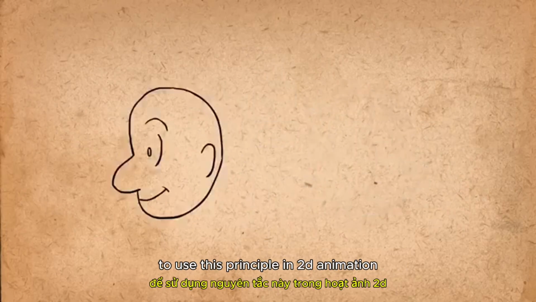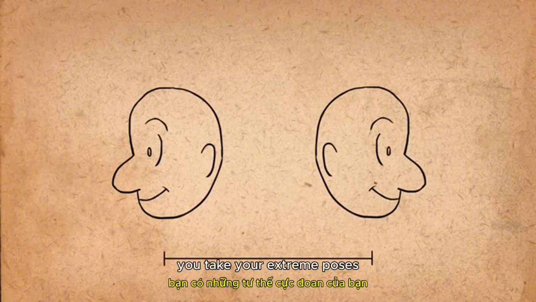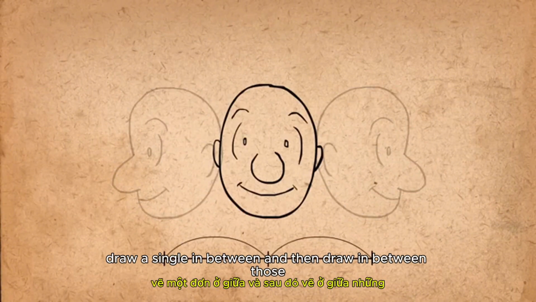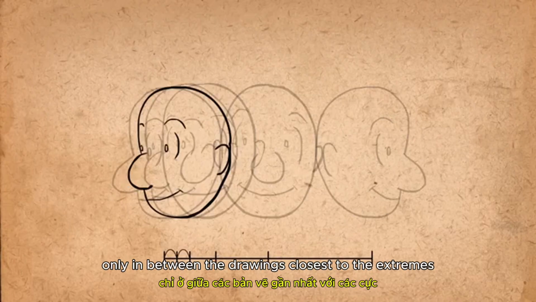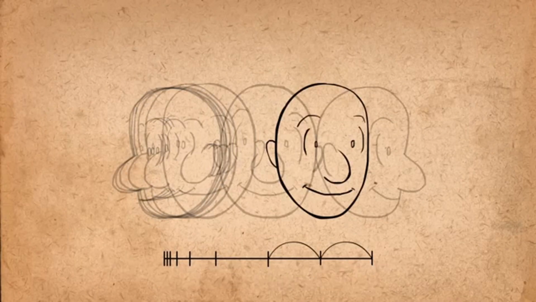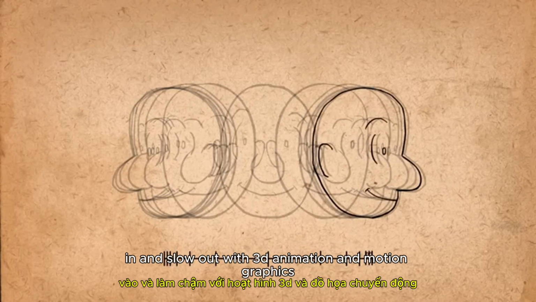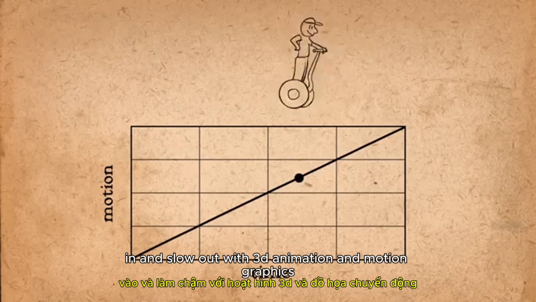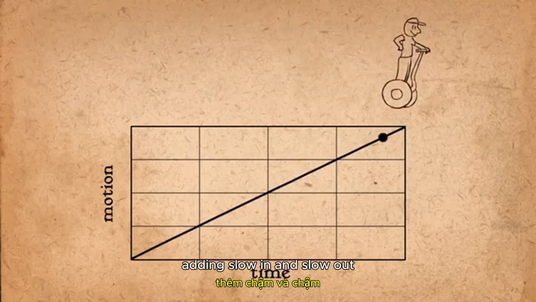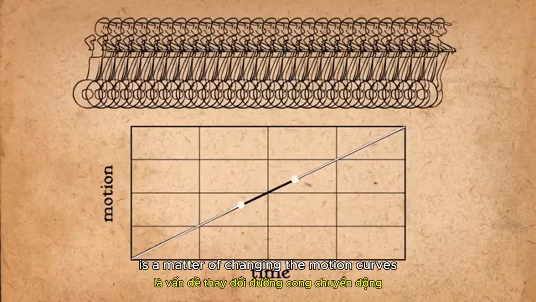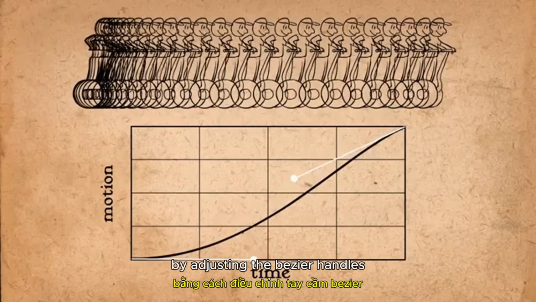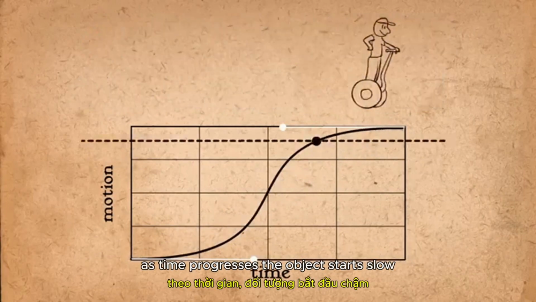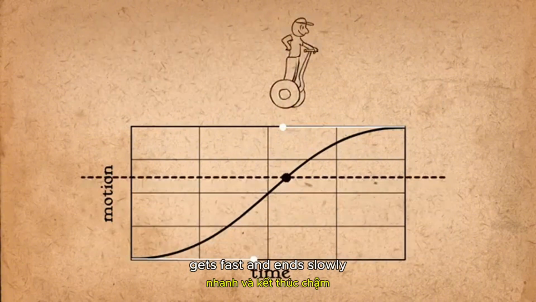To use this principle in 2D animation, you take your extreme poses, draw a single in-between, and then draw in between those, then only in between the drawings closest to the extremes until you're satisfied with the amount of slow in and slow out. With 3D animation and motion graphics, adding slow in and slow out is a matter of changing the motion curves from linear to spline by adjusting the Bezier handles.